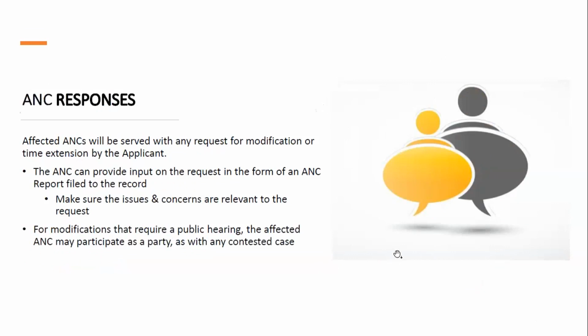Now, the ANC responses. The ANC or affected ANCs will be served with any request by the applicant, whether it's a modification or a time extension, and the ANC can provide input on the ANC report form and file it in the record. They need to make sure that any issues and concerns they raise are relevant to the actual request. And for modifications that require a public hearing, the affected ANC may participate as a party, just like with any other contested case. And for Zoning Commission, the modification of significance is set down, so a set down form would be in place also.